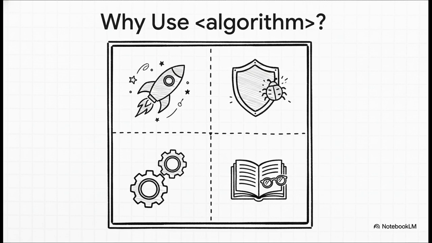So why bother? Well, first, you're going to develop faster. Second, you'll have fewer bugs, because this code has been tested to death. Third, your code will probably run faster, because these functions are incredibly optimized by people who do this for a living. And finally, your code will just be easier to read. std::sort tells everyone on your team exactly what you're trying to do, no questions asked.